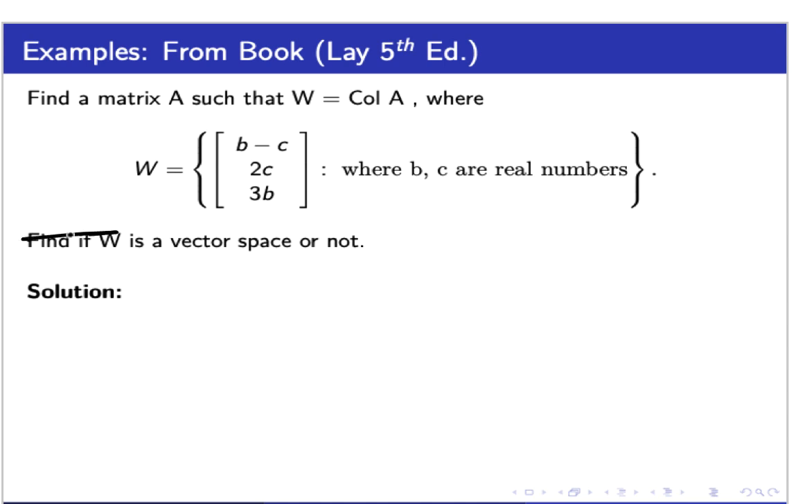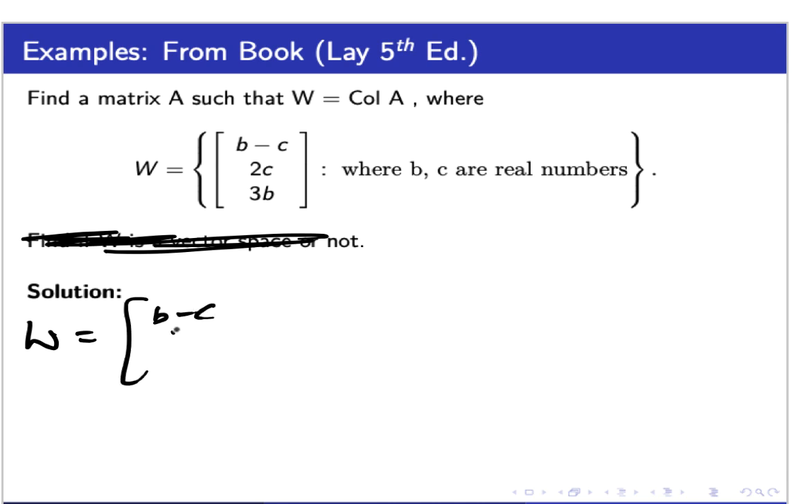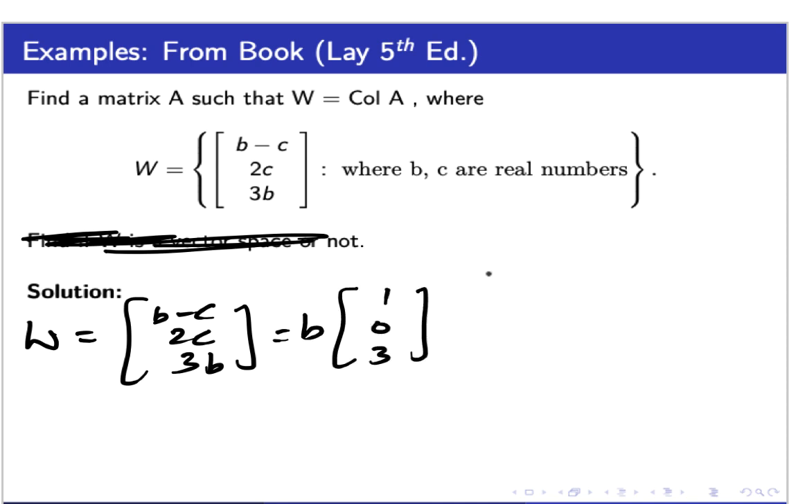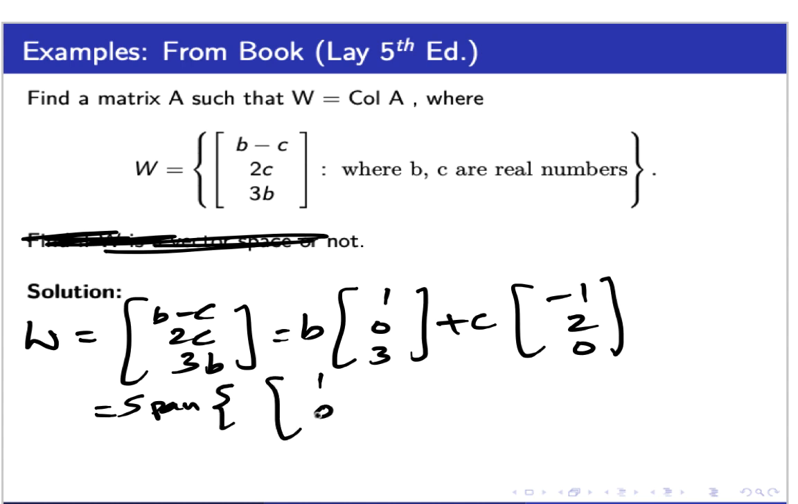Sorry, this is not needed, guys. So W is what? It's B minus C, 2C, 3B. I can write this as B times 1 0 3 plus C times minus 1 2 0. So clearly, notice W is the span of the two vectors 1 0 3 and minus 1 2 0.